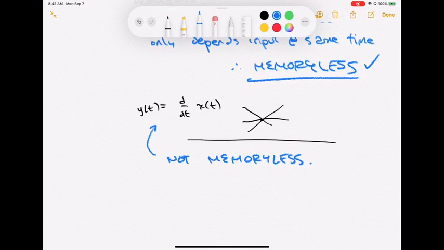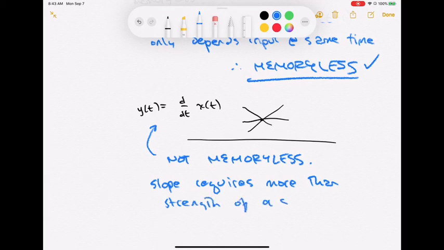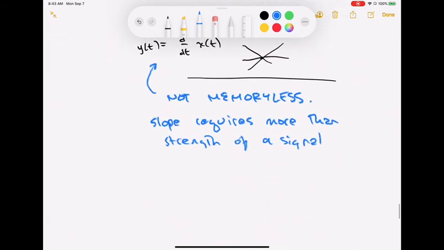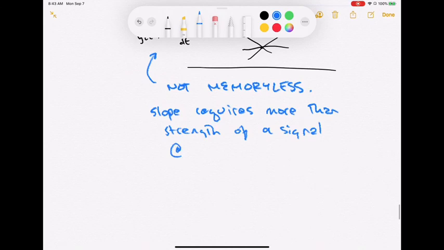It's not memoryless because slope, right? Slope requires, even if it's infinitesimally far away, more than just the strength of a signal at some point. That slope requires the signal and its general trend, either left or right. So this one is not memoryless.